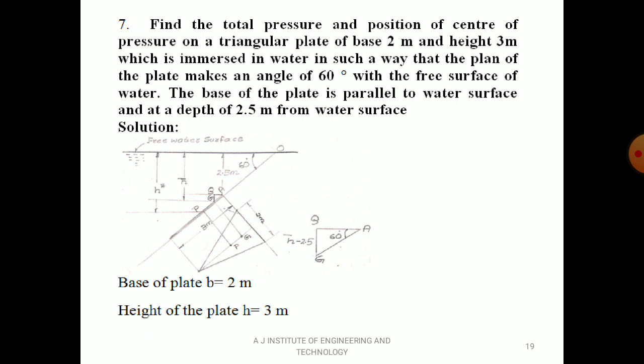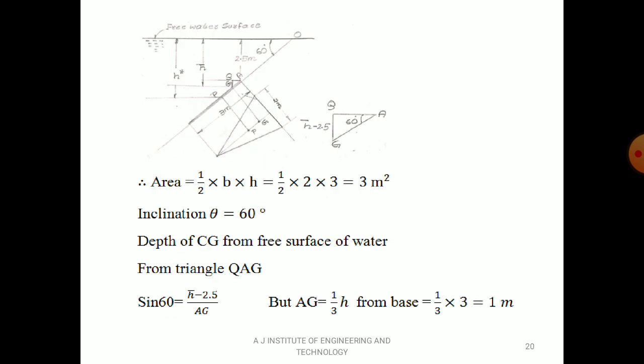Height of the plate H equal to 3 meter. It is given in the problem. Now you can calculate the area. Area equal to half into base into height. So that is equal to 1 by 2 into 2 into 3, that is equal to 3 meters square. Now inclination theta equal to 60, it is given.